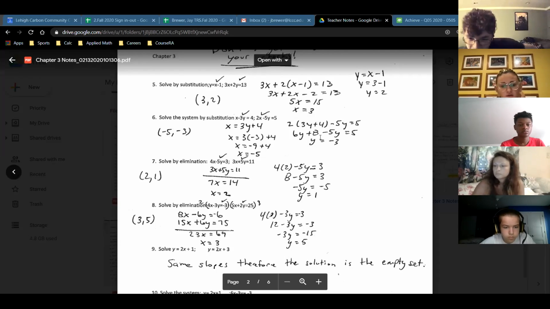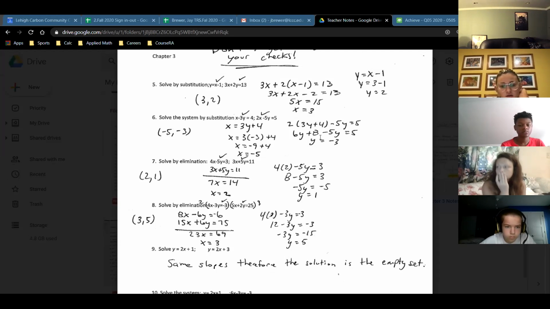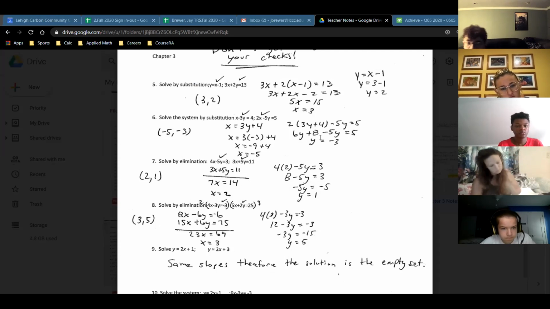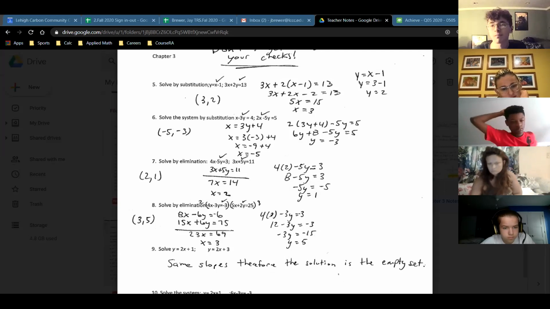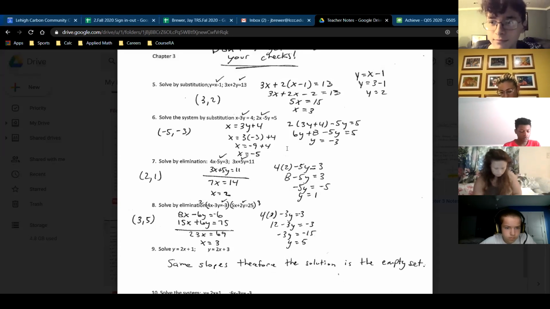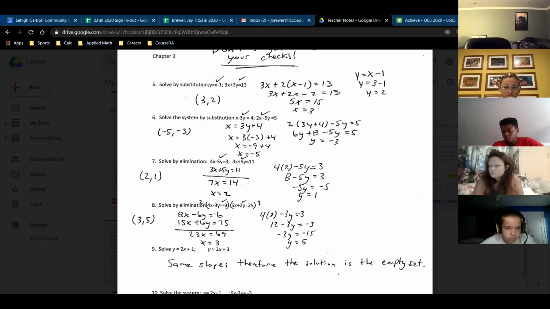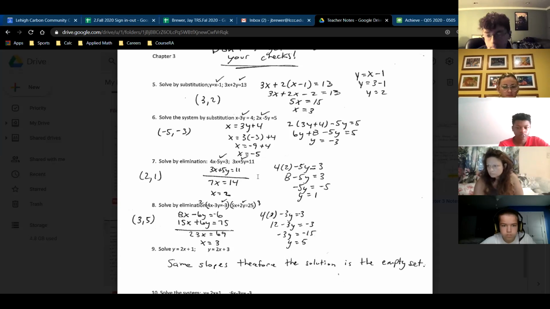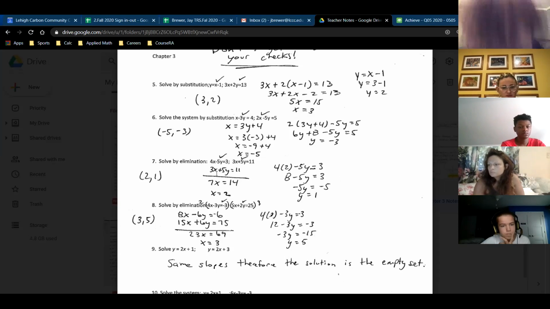I have a question about number 7 and 8. Sure. For number 7, how did you get 7x equals 14 under 3x plus 5y equals 11? Like, where does that come from? Number 6 or 7? 7. Are we looking on the left side or the right? The left. That part, the 7x plus 4, or the 7x equals 14, where does that come from?